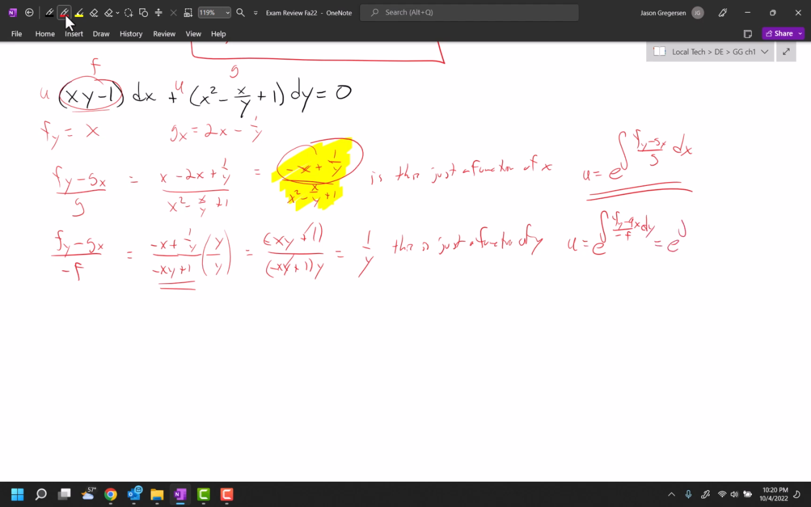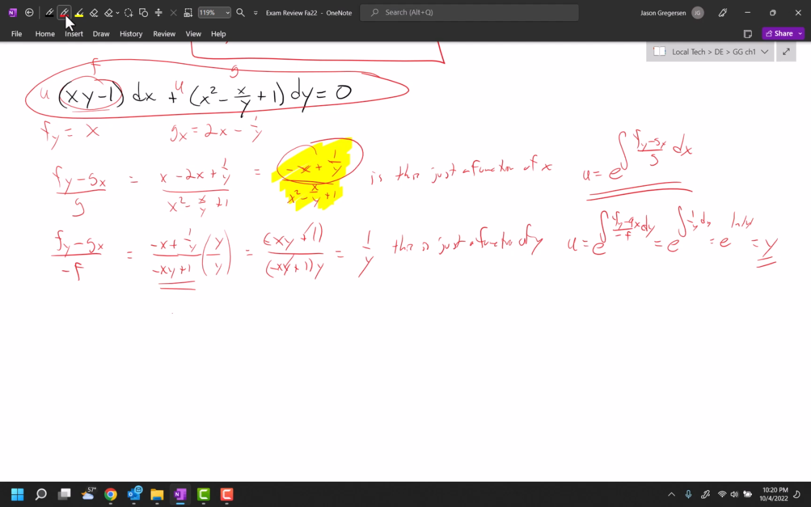So in our case, we have e to the integral of 1 over y dy. So this is e to the natural log of y. So in other words, this is y. So in this case, my integrating factor should be y. In other words, if I take my original differential equation, I multiply through by y, what would I get?